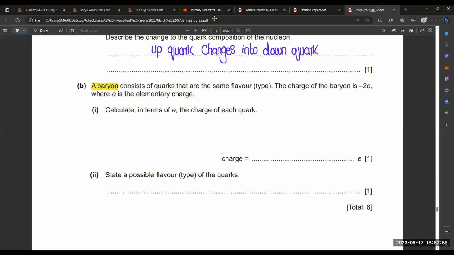So one more important thing, a very important term in the question: a baryon, right? If you remember the category of baryon and meson, a baryon is made up of three quarks, right? So in this, you have to work with the help of three quarks that make the baryon. They are talking about a baryon consisting of quarks that are the same flavor, so it means their category will be the same, their charge will be the same. And finally the charge of the baryon is minus 2e.